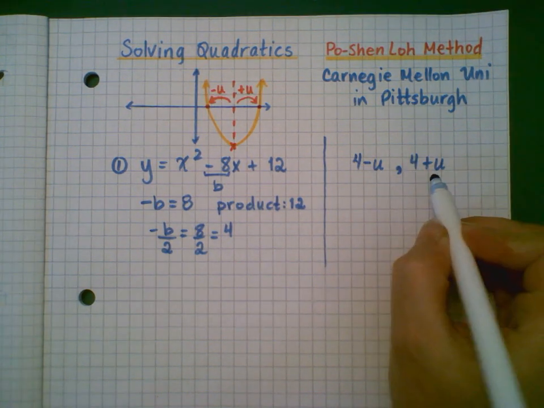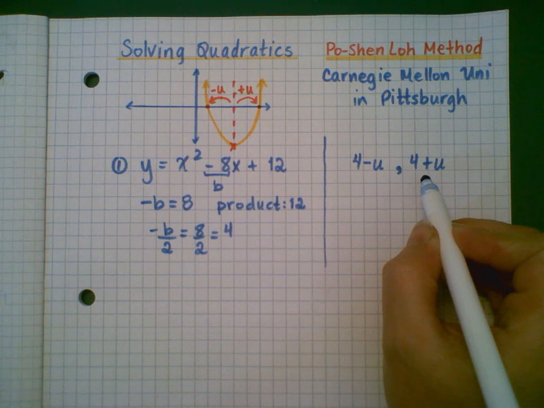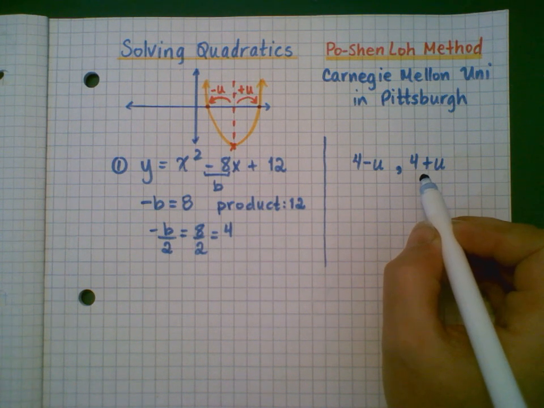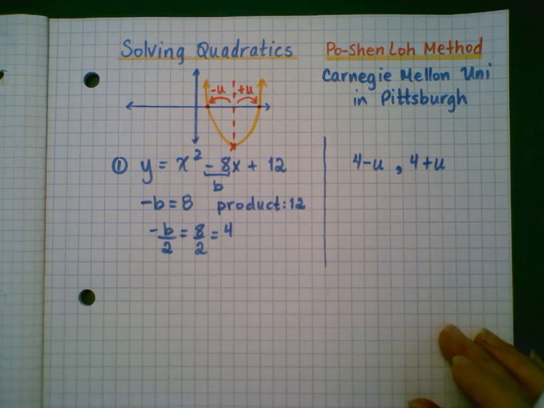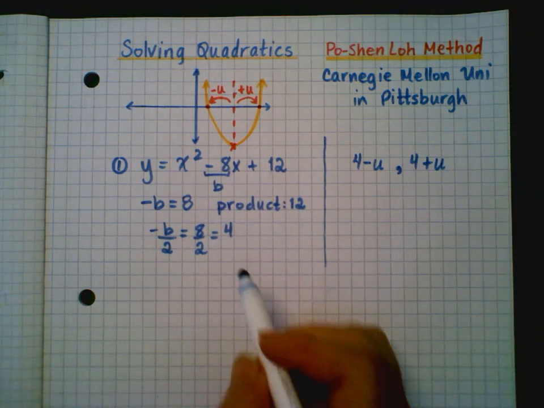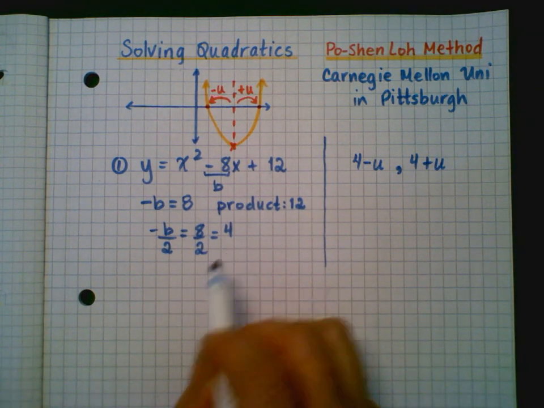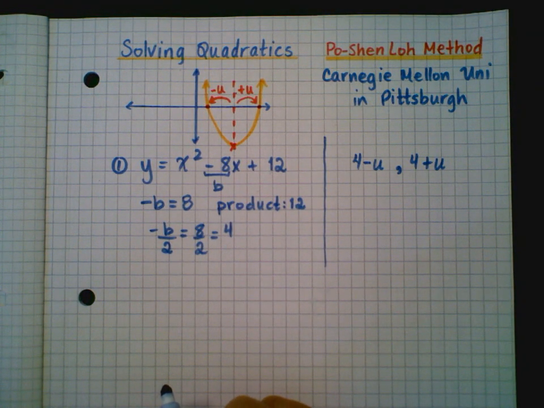So these two expressions of 4 minus u and 4 plus u represent the locations of those zeros. I don't know what u is yet, but I'm going to get there. So that's where this value of 12 is going to come into play.